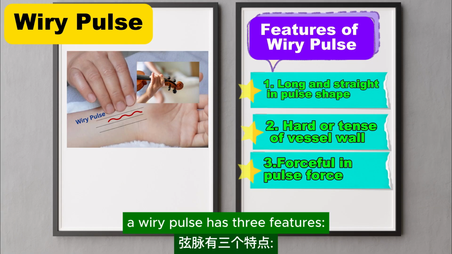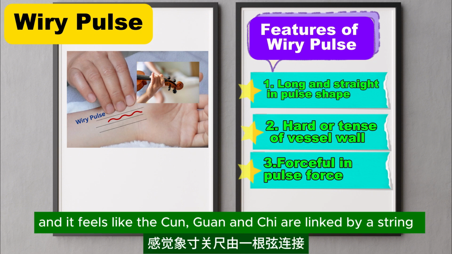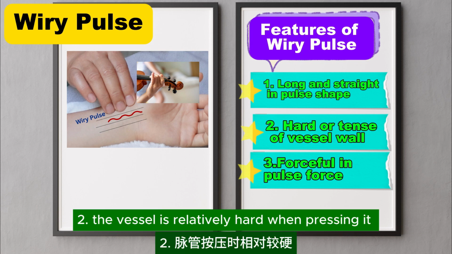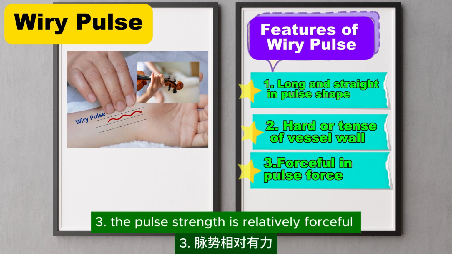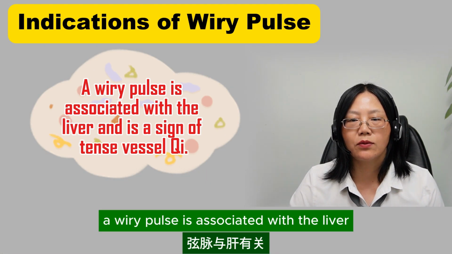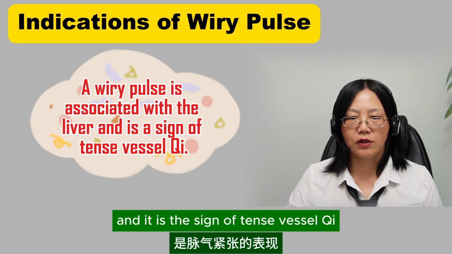A wiry pulse has 3 features. 1. The pulse shape is long and straight, and it feels like the cun, guan, and chi are linked by a string and moving up and down together. 2. The vessel is relatively hard when pressing it. 3. The pulse strength is relatively forceful. A wiry pulse is associated with the liver, and it is the sign of tense vessel qi.